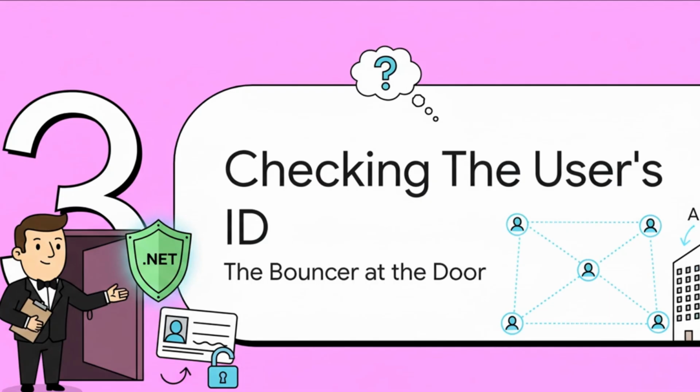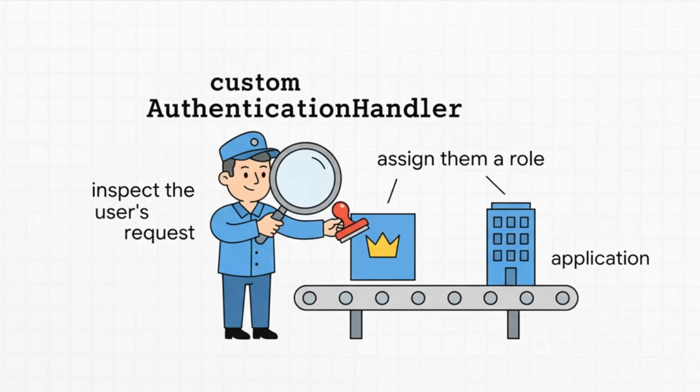So we have a rule, which is great, but a rule is totally useless if there's no one there to enforce it, right? We need a bouncer at the door of our app to check everyone's ID. In the world of .NET Core, that bouncer is a special component we build called an authentication handler. And its job is pretty straightforward. For every single request that comes into our app, it takes a look, figures out who the user is, and then assigns them the correct roles.